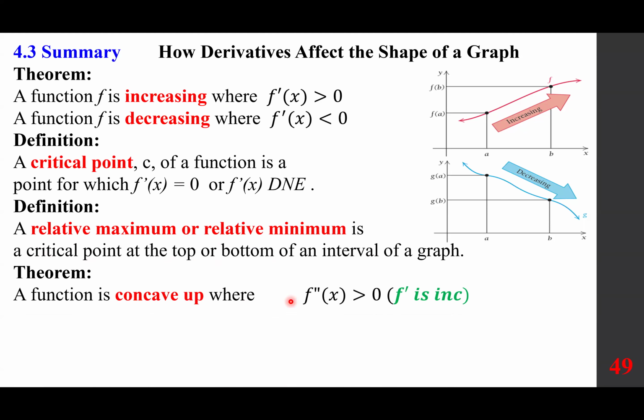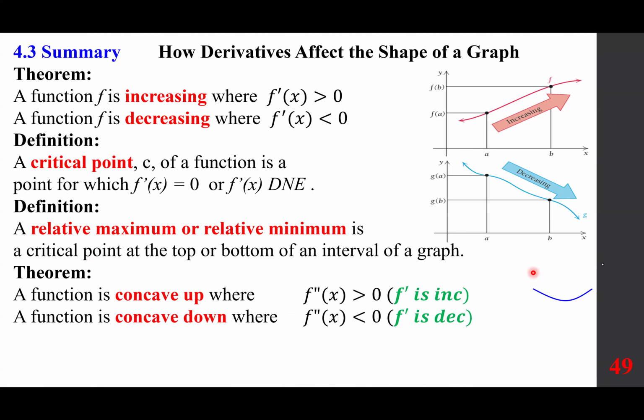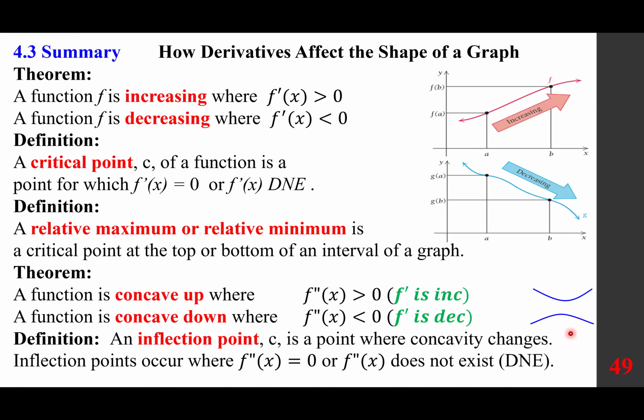A function is concave up where f double prime is positive, f prime is increasing, looking like that, concave up, can hold water in essence, remember in pre-calculus. A function is concave down where f double prime is less than 0, f prime is decreasing, it can't hold water. And finally, an inflection point, c, is a point where concavity changes. Inflection points occur where f double prime is 0 or f double prime does not exist. As you can see here, for example, this is concave down, and it changes to concave up at this point. Where the change occurs, we have an inflection point.